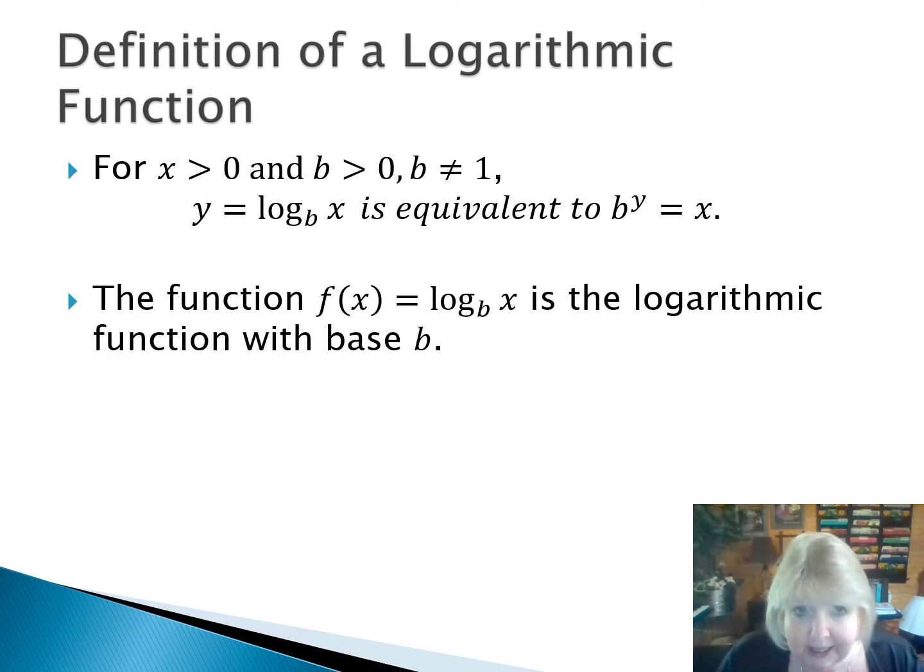First, if x is positive and b is positive, with b not being 1, then the logarithmic function log base b of x is equivalent to b to the y equals x. This base to the y power equals x is my exponential function. This is my logarithmic function. We call f of x equals log base b of x the logarithmic function with base b.